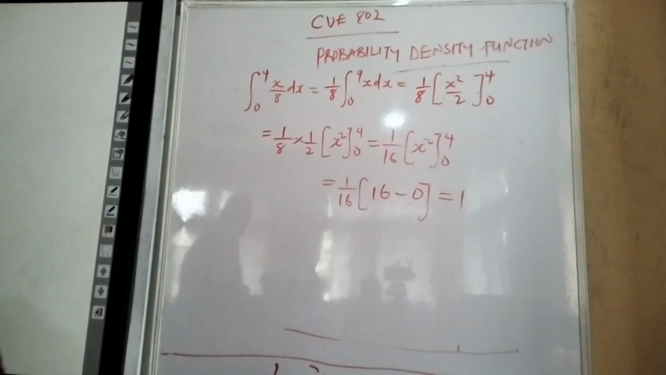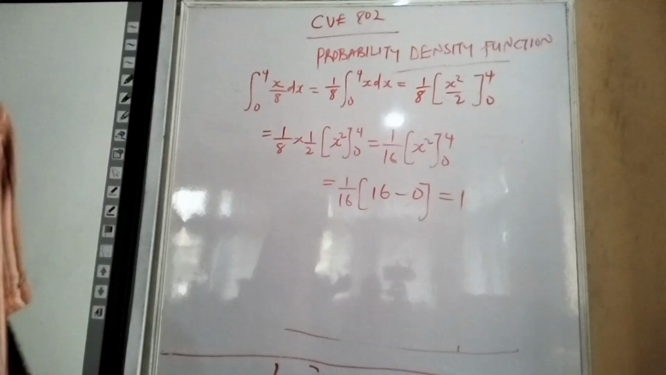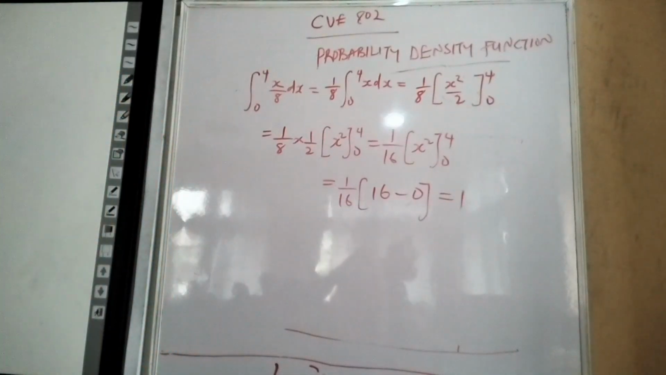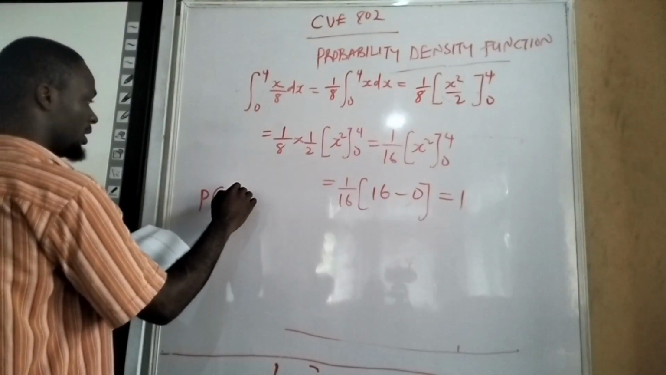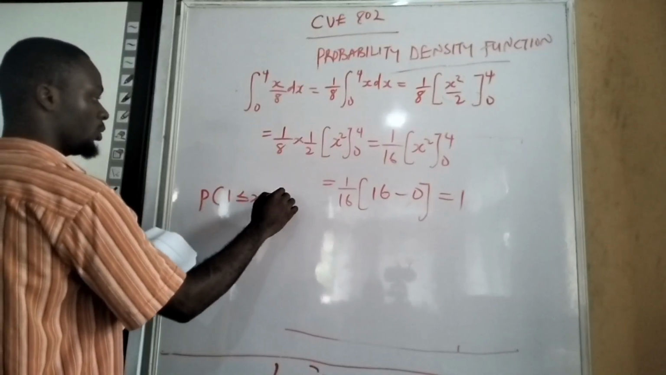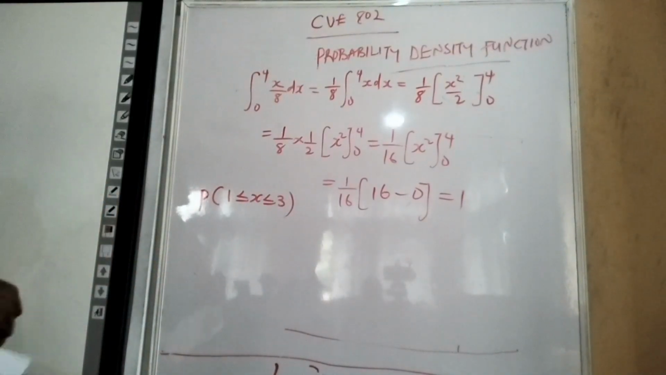So on the material, it said you should find, so this is like a check. So we want to start solving the problem now. The first one said we should find P of s between 1 and 3. So I have to write the problem back.